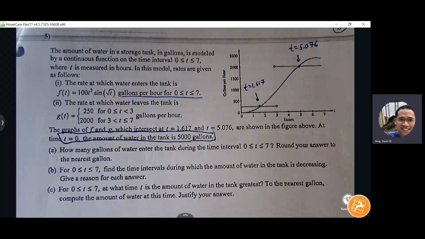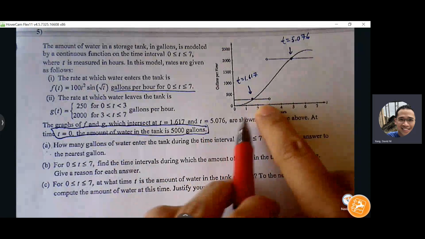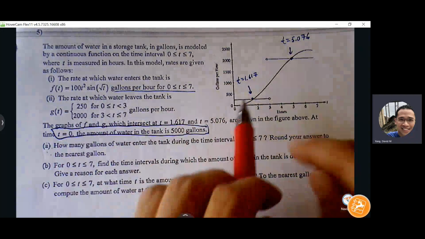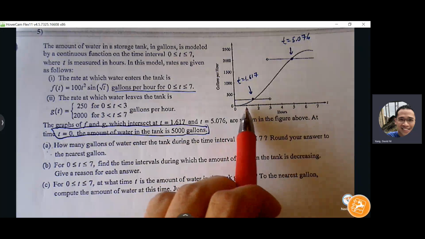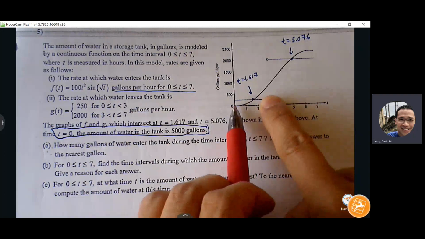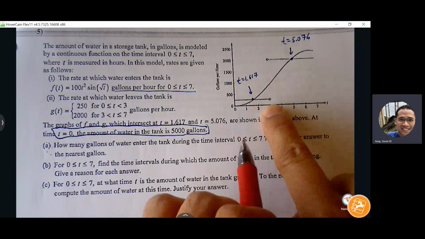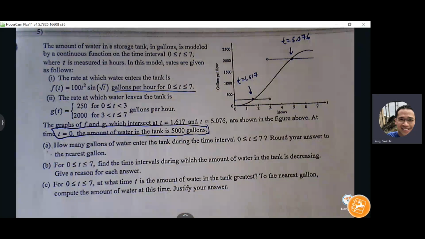So what I want us to observe right now is to look at this rate and see if we can imagine what's happening to the amount of water in the tank. Is it rising or is it falling, depending on which is higher? So let's look at between 0 and T equals 1.617. What's happening to the amount of water in the tank? There's 5,000 to begin with, there's water being added and there's water being removed. But what do you notice between 0 and 1.617? Which one is higher? The line or the curve? The line.